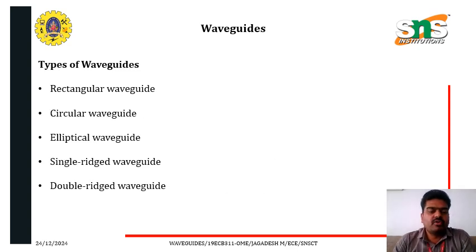So what are the types of waveguides? It has several types. Starting from the rectangular waveguide, then second the circular waveguide, third the elliptical waveguide, then the single ridged waveguide, and next the double ridged waveguide.